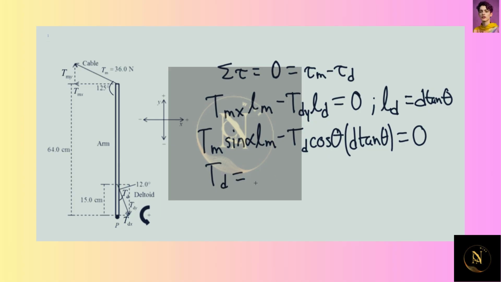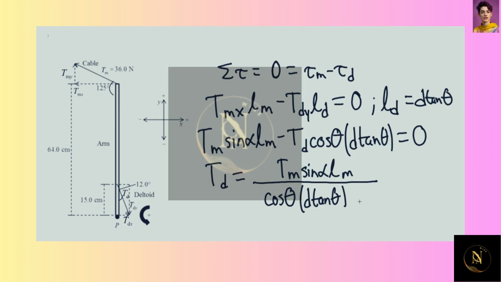is going to be equal to T sub m sine of alpha times L sub m over cosine of theta times d tangent of theta. And we can simplify and say that this is going to be equal to L sub m T sub m sine of alpha divided by d sine of theta.